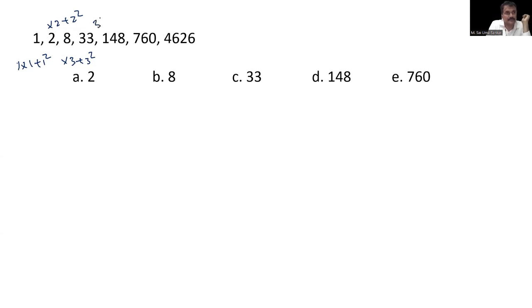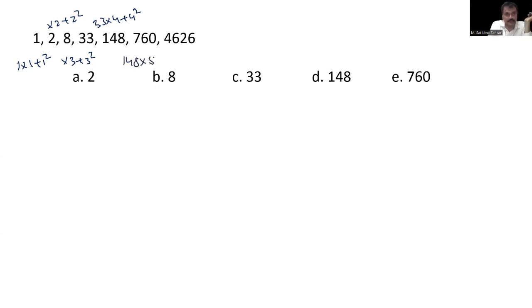Satisfied. 33 into 4 plus 4 square. 33 into 4 is equal to 132. 132 plus 16, that is equal to 148. Satisfies the condition. See what happened? If you go through the options, 760 is the correct answer? Why? Because all these numbers are correct. Okay, or let us check.